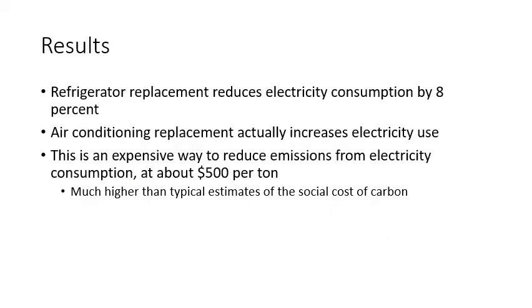So the results of their paper: a refrigerator replacement reduces electricity consumption by 8% on average. Air conditioning replacement actually increases electricity use. For the refrigerator replacement, obviously we don't turn our refrigerator on and off, so that 8% is coming from the energy efficiency of the refrigerator. Air conditioning is slightly different. This could be the rebound effect, where providing a more efficient air conditioner actually causes an increase in electricity use.